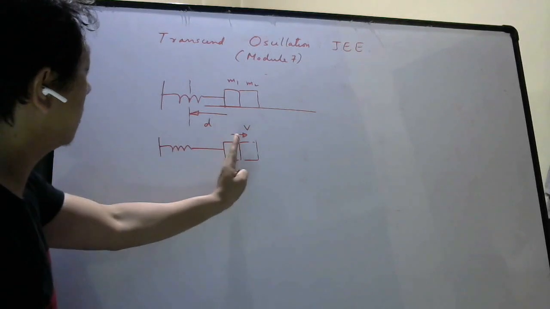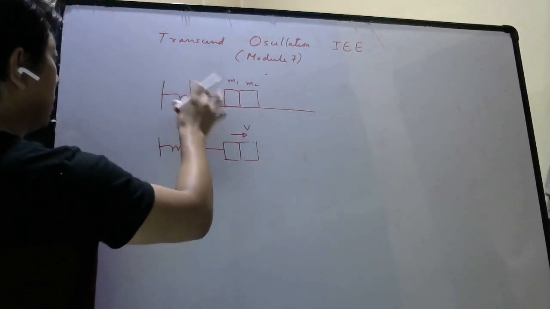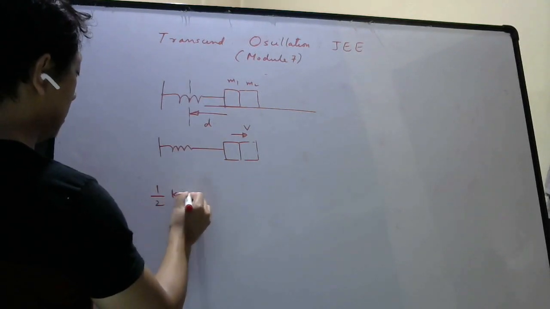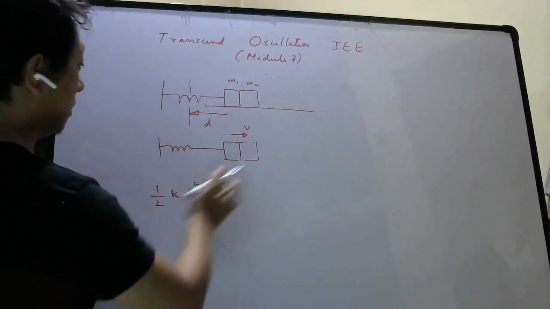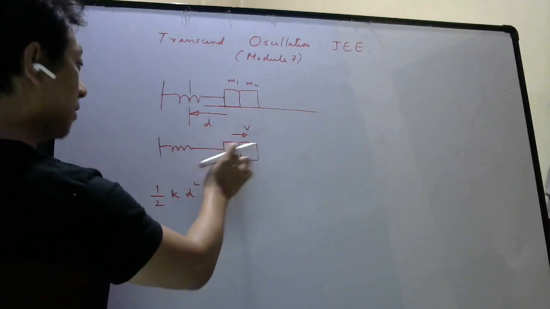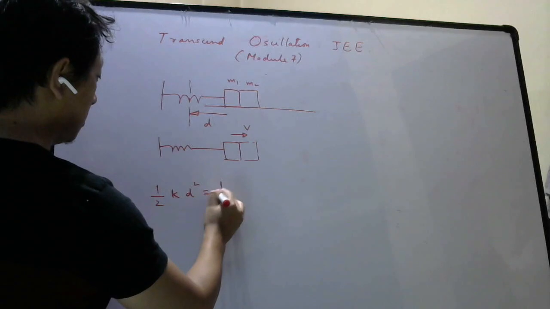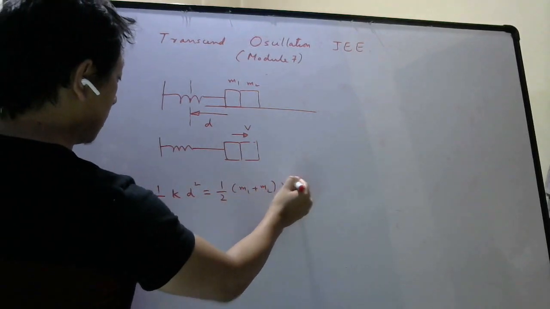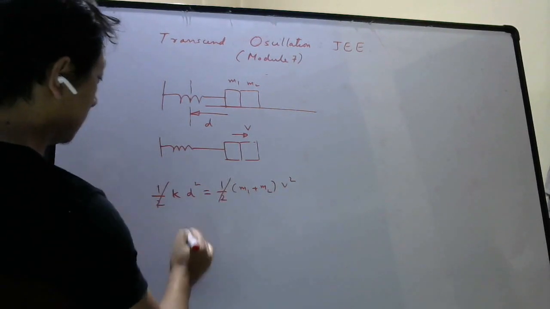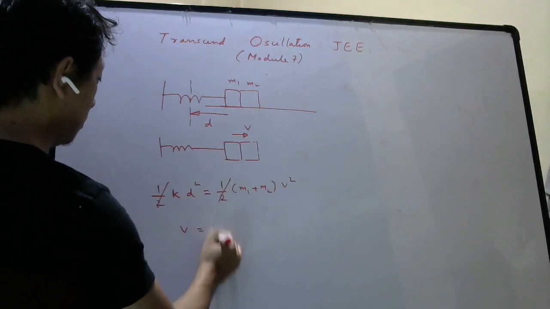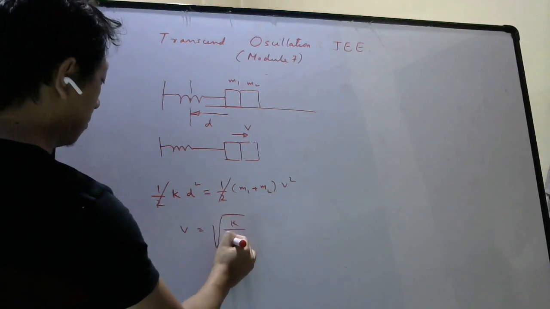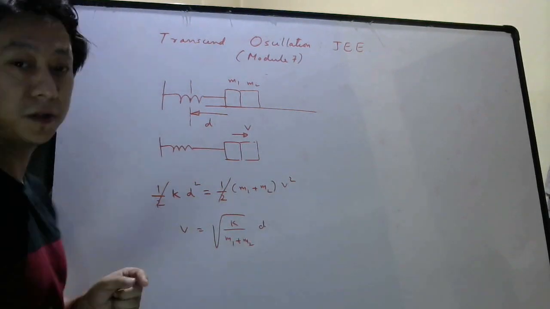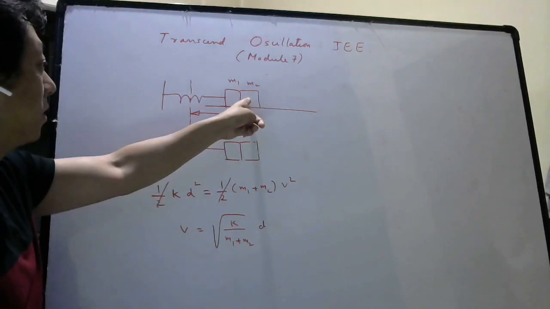So it has been compressed till here, and then you release it. From here to here, as it comes, the potential energy which was stored, that is half k d square, will go into the kinetic energy of these two blocks. Both of them will have it, because both of them are moving together. So half m1 plus m2 into v square. So your half gets cancelled. So v will be equal to root of k by m1 plus m2 times d. So this itself would be the question, right? To find the velocity with which this m2 will shoot off.